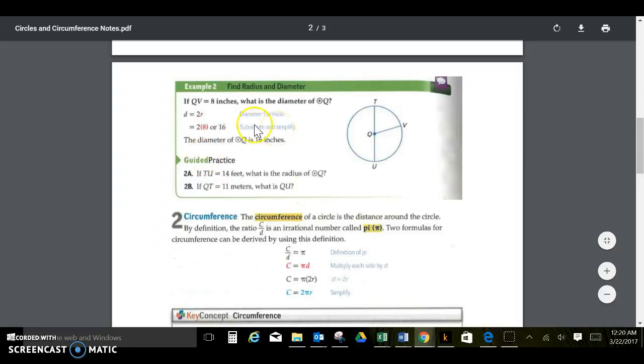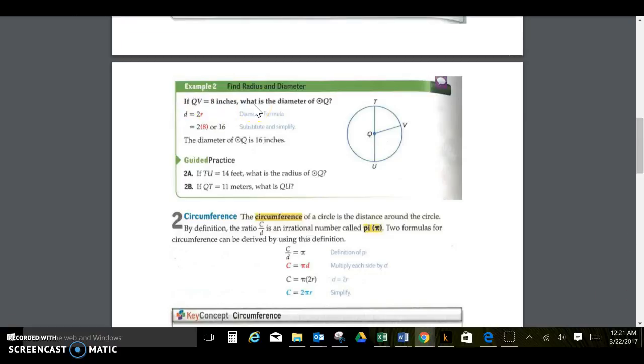So if I were to ask you, what is the measurement of the diameter of the circle, and I give you QV is 8, so QV is a radius, how could I figure out the diameter? All you would have to do is take 8, multiply it by 2, and you get 16.